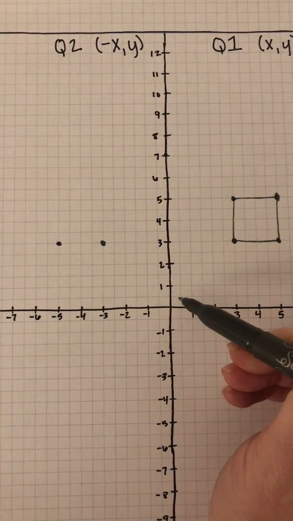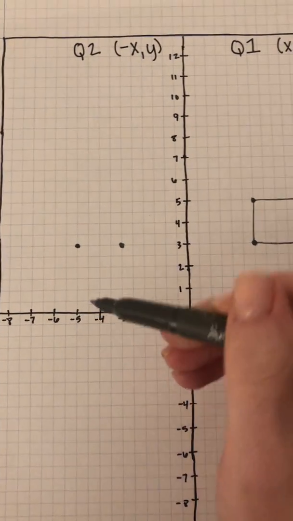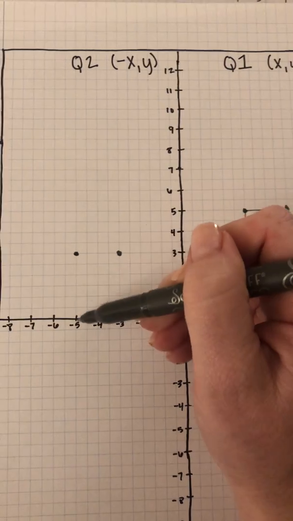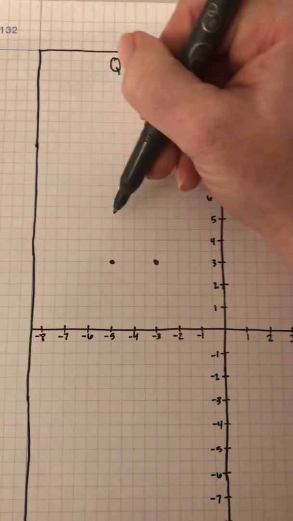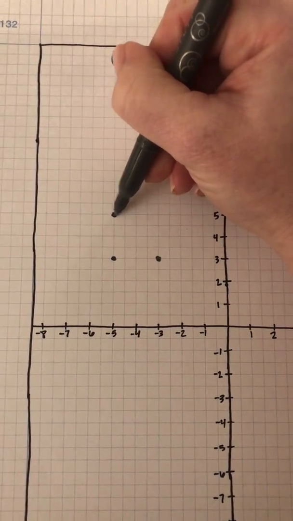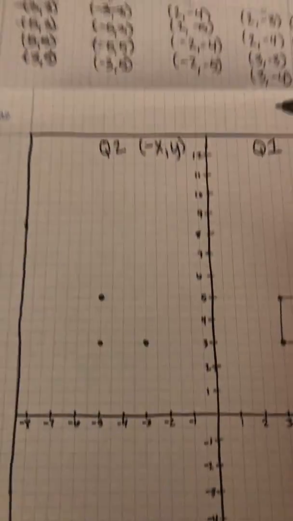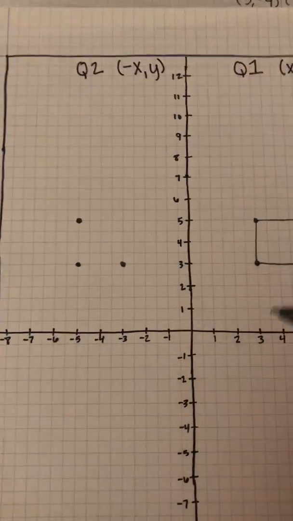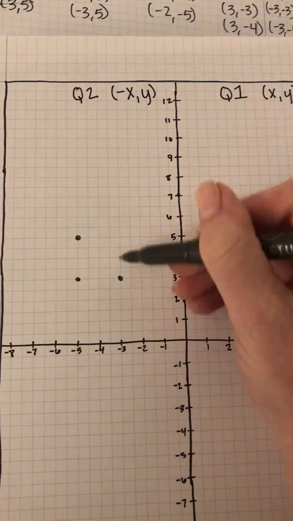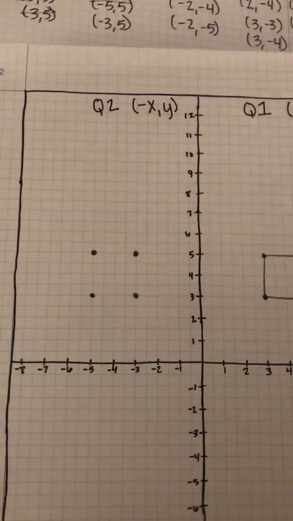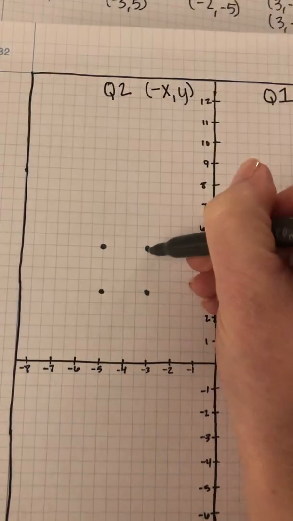Next I have negative 5, 5. So I start at my origin. I'm going to go over 5. Then I'm going to go up 5. And lastly, I have negative 3, 5. And look, it makes a nice little square too.